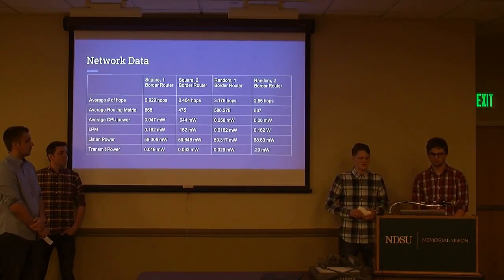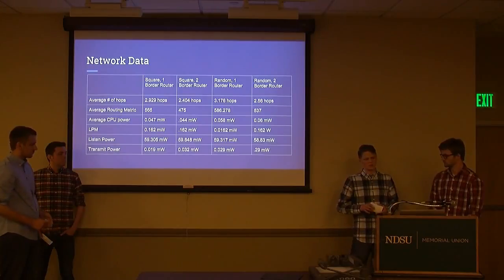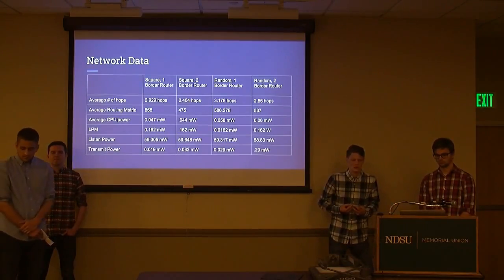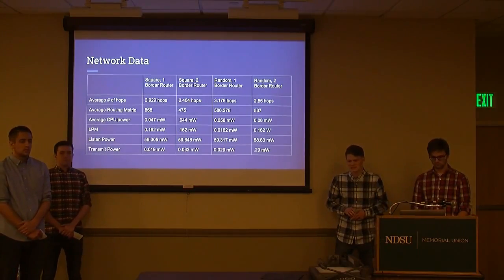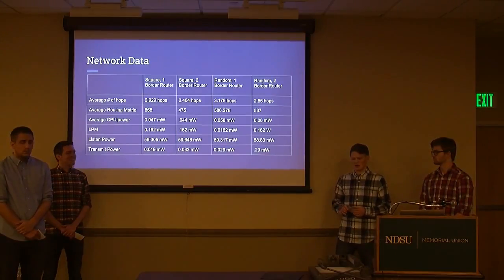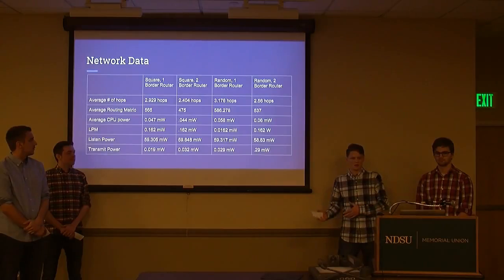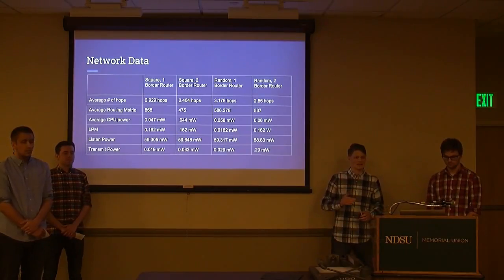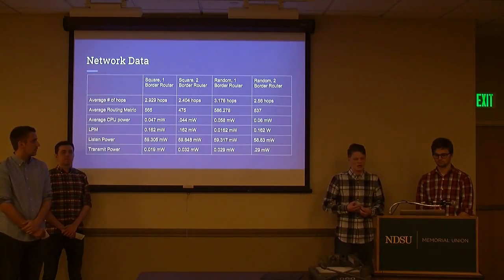So looking a little bit more into the average CPU power, for the square network layout with 1 border router, we had 0.057 milliwatts of power. When we added the second border router, that actually decreased slightly. This is likely due to the fact that on average, the distance, which is equivalent to the number of hops each message has to take from the node to the border router, is less than with 1 border router. So we see that decrease in power usage.